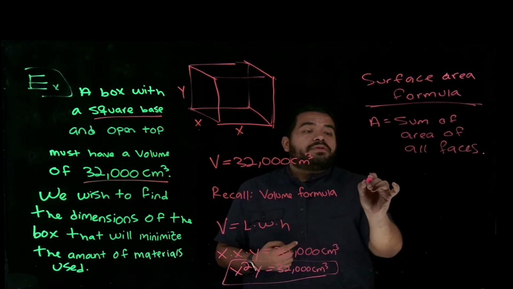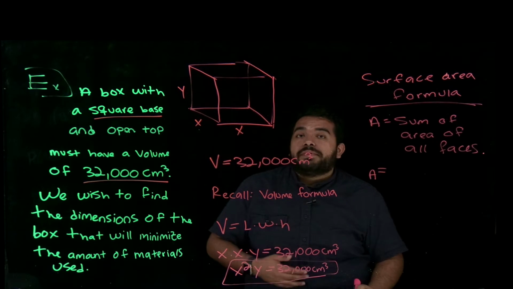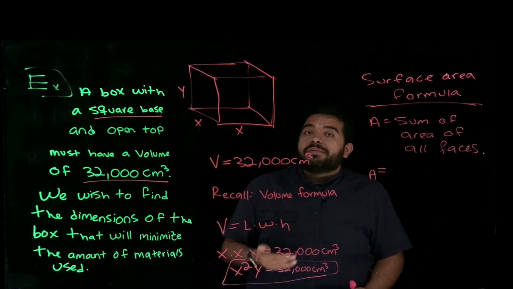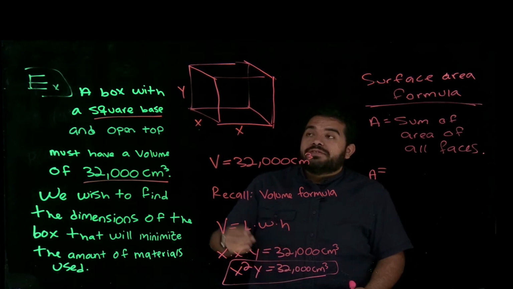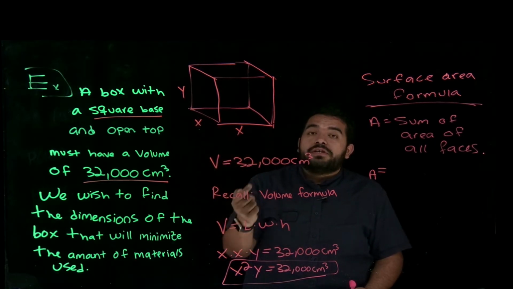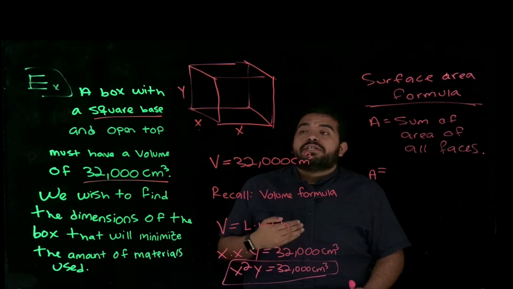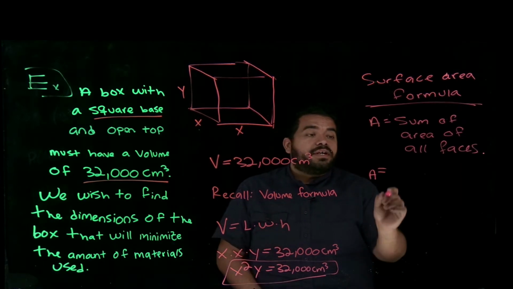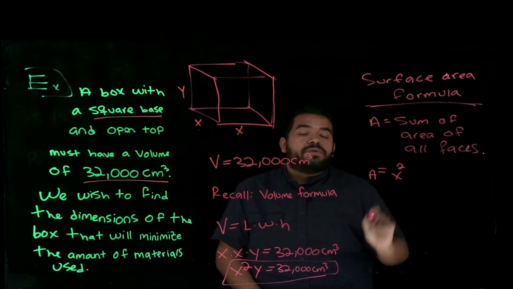So for this problem, the area is going to be, well, how about we start with the bottom part? The bottom area, meaning the base, remember that this is a square base. So that means that the length and the width are equal to each other. So to get the area of that rectangle is going to be length times width, which is going to be x times x, or x squared.